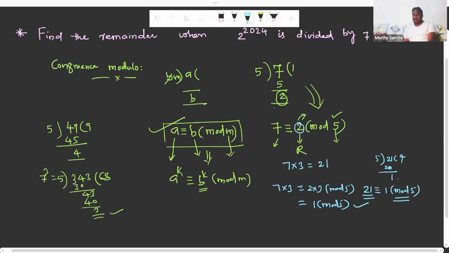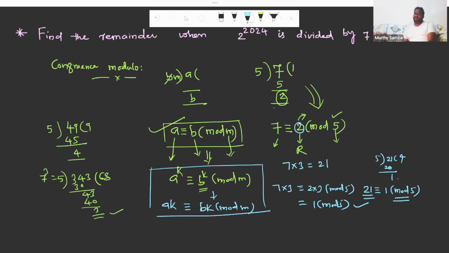So therefore, with the help of this, you can understand one more rule. You know what that one more rule is? A into K is congruent to B into K modulo M. These are the two most important properties of congruence modulo. That is, when A is congruent to B modulo M, then A power K is congruent to B power K modulo M, as well as A into K is congruent to B into K modulo M. And I repeat, what are A, B, M here? A is the dividend, B is the remainder, and M is the divisor.